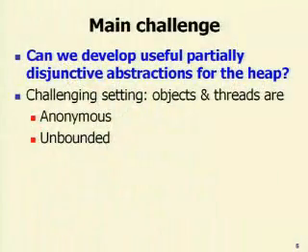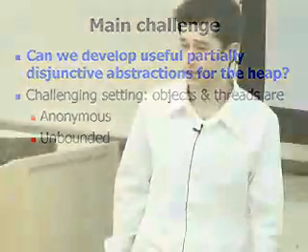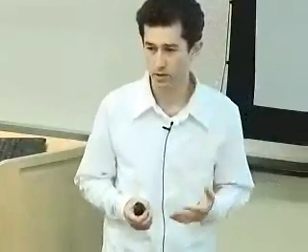So really the challenge is, how do you design these partially disjunctive abstractions for the heap? This is very challenging because the objects and the threads are anonymous. You can't actually reason about the correlations between the addresses. The addresses are completely coincidental.